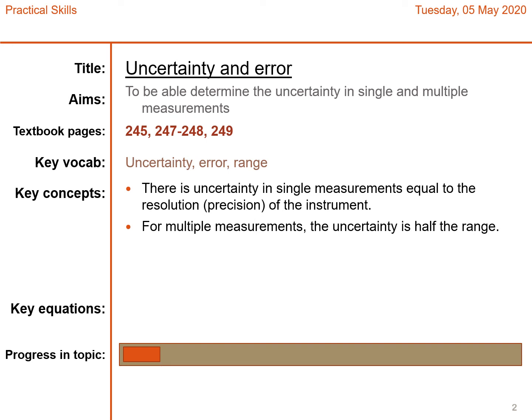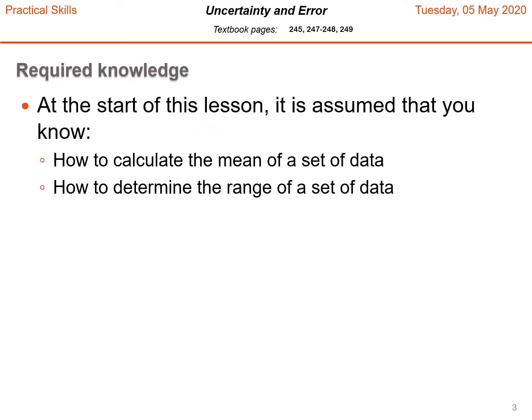Welcome to this lesson on uncertainty and error. In this lesson we will try to develop our understanding of uncertainty and error in relation to single and multiple measurements. To start this lesson, I would expect you to know how to calculate the mean of a set of data and how to determine the range of a set of data. Hopefully these are straightforward skills from GCSE maths.